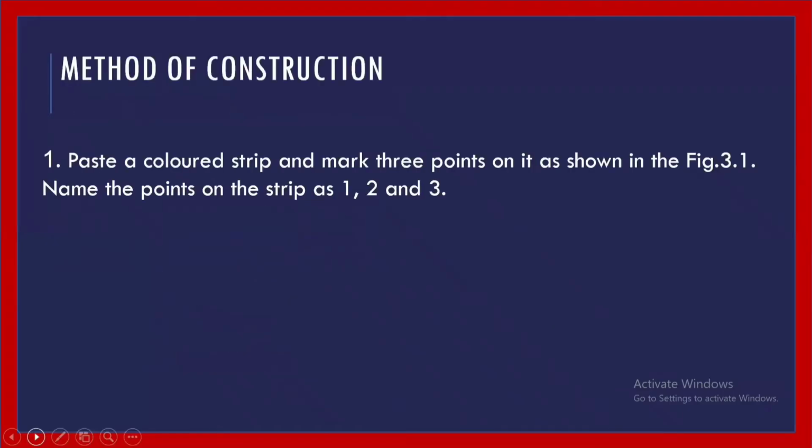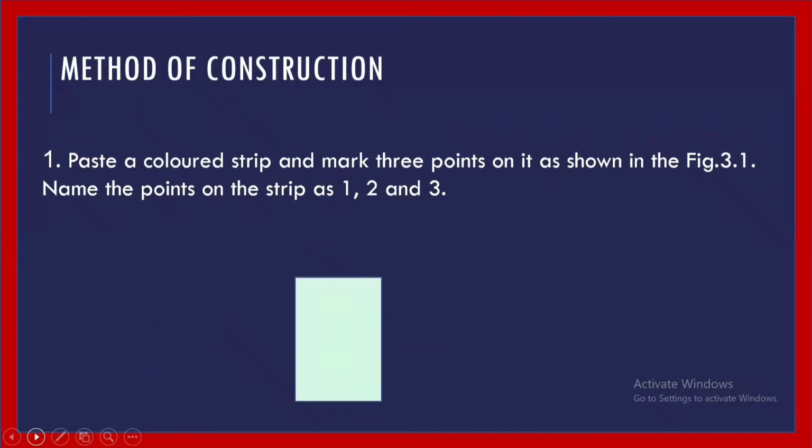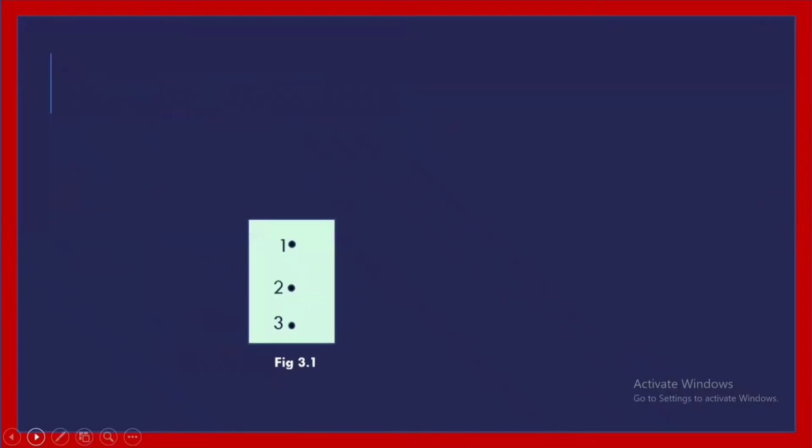The method of construction. Paste a colored strip and mark 3 points on it as shown in figure 3.1. Name the points on the strip as 1, 2, and 3. So I take a colored strip and I make 3 points and I name these points as 1, 2, and 3. So this becomes figure 3.1. Let's go ahead with that.